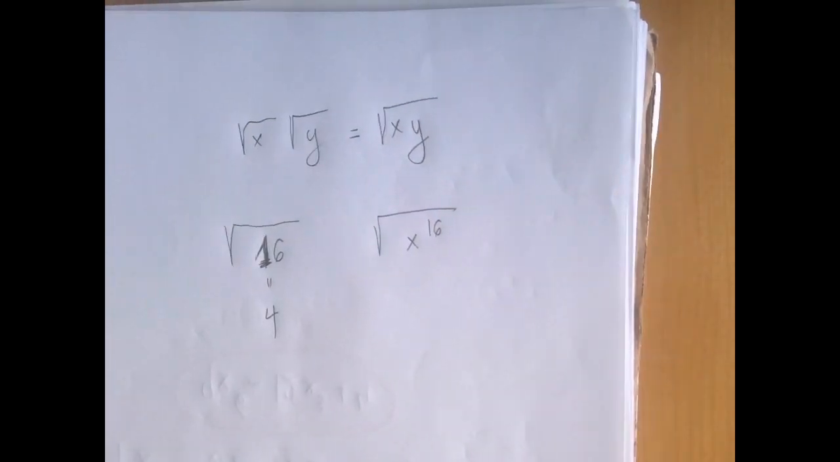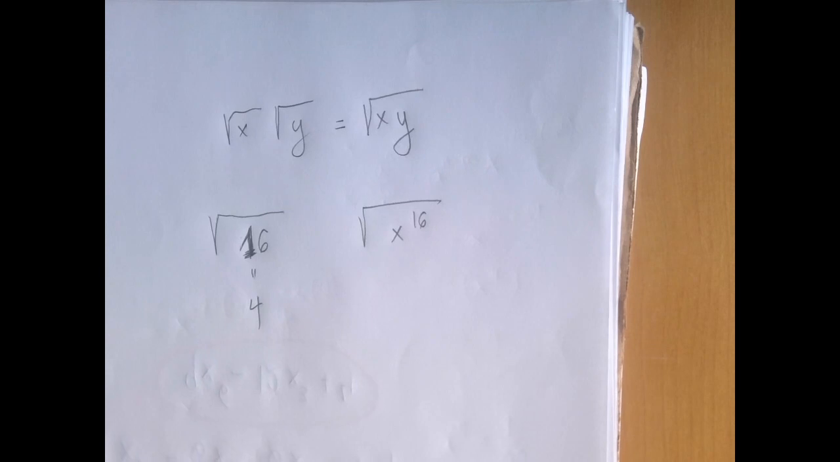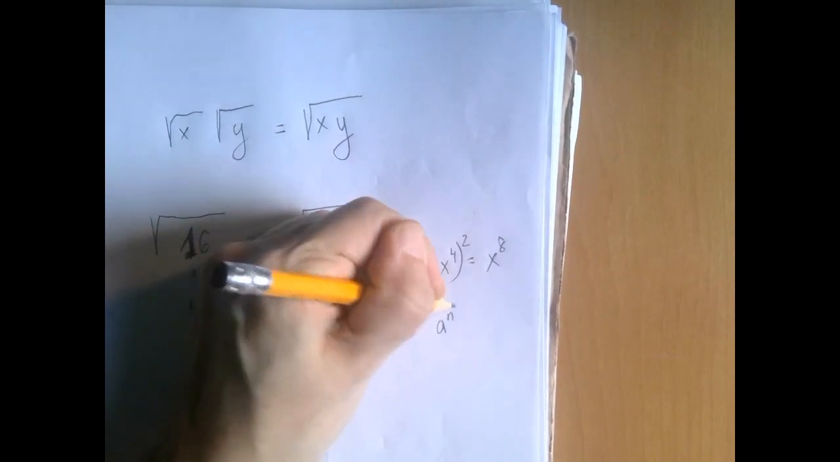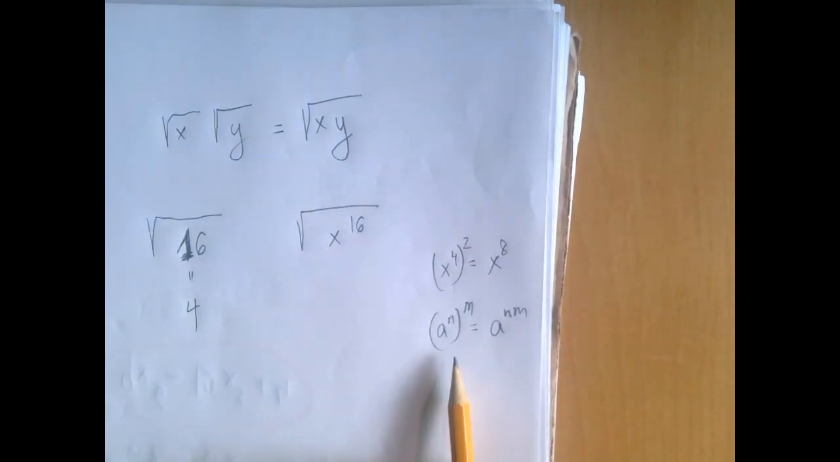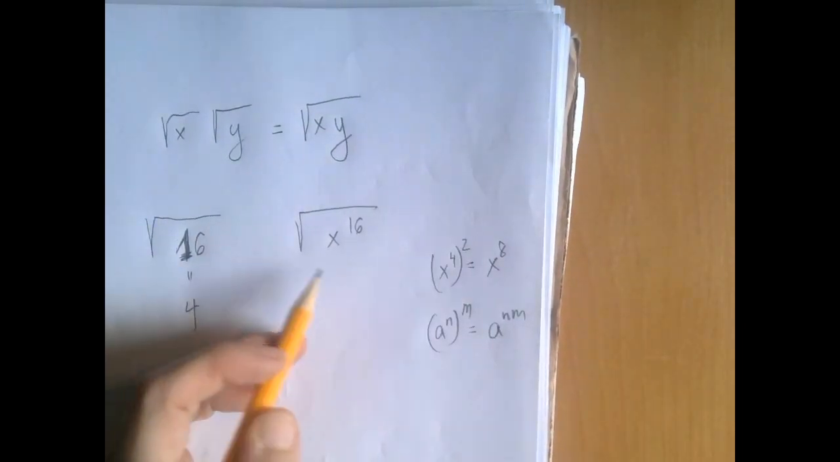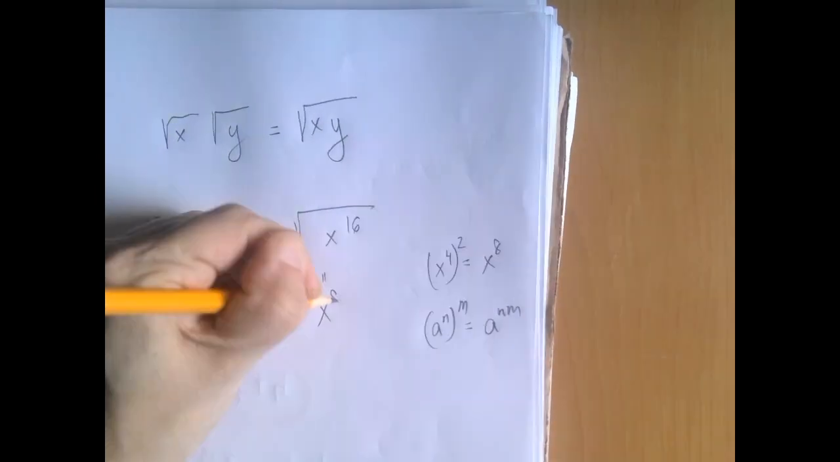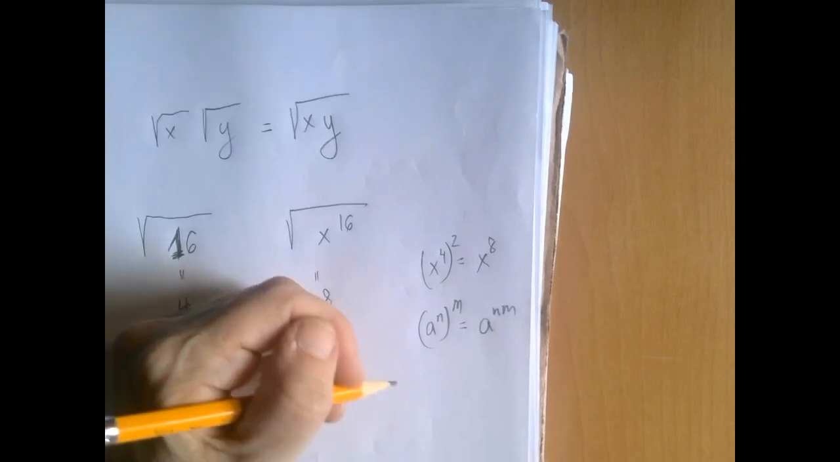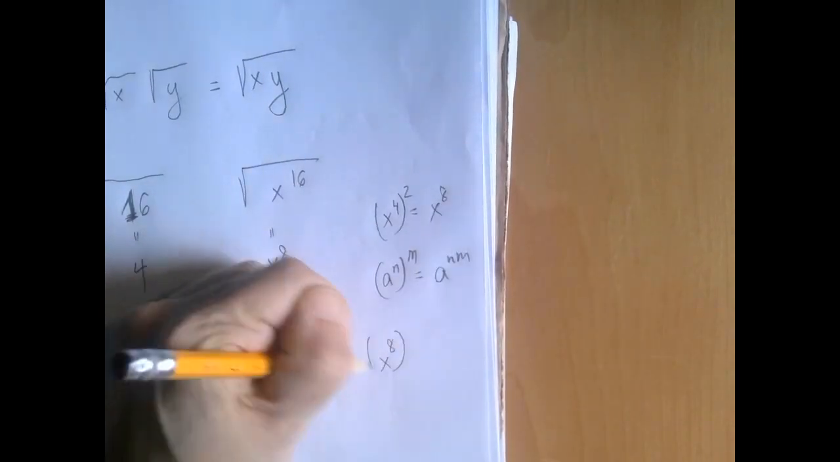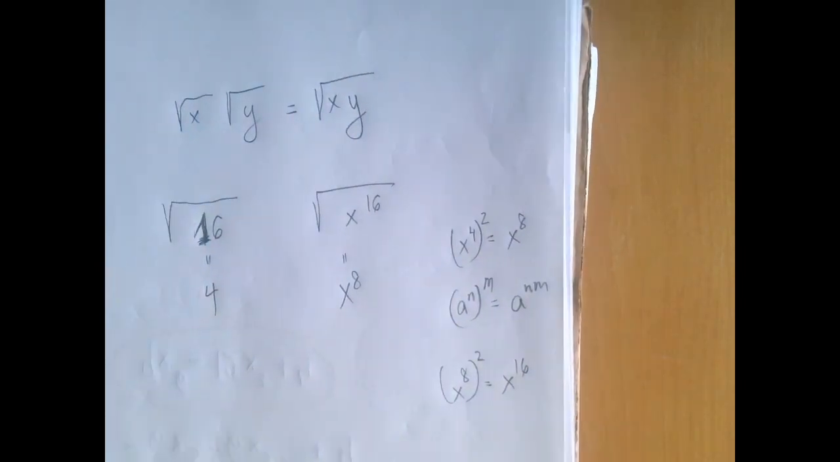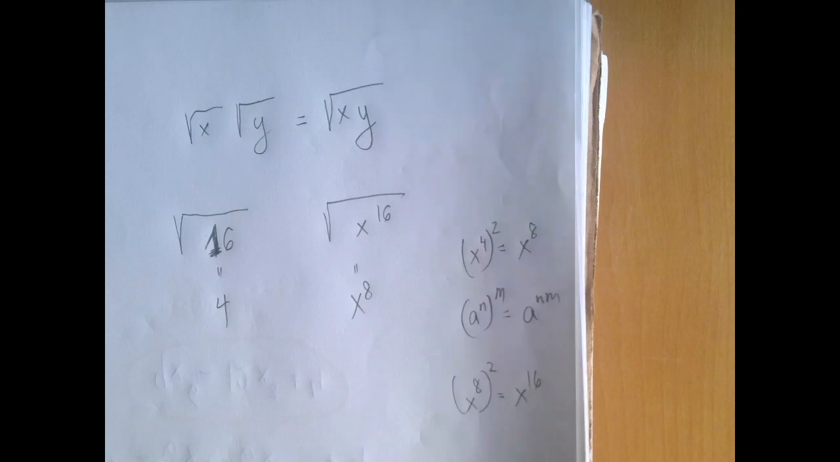But the square root of x to the 16th is not x to the 4th, because x to the 4th squared is x to the 8th power, right? Just using this rule. So the square root of x to the 16th is x to the 8th. And if you're not sure, we can check. X to the 8th squared is indeed x to the 16th power by the same rule of exponents. So we have everything that we need. Let's go back to the problem.